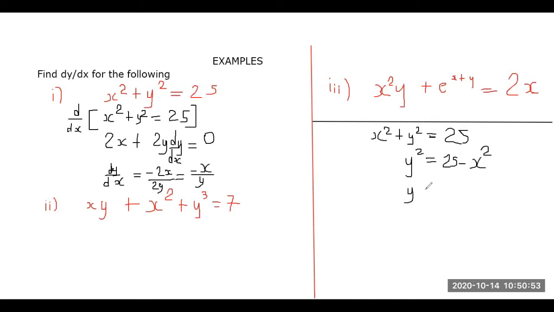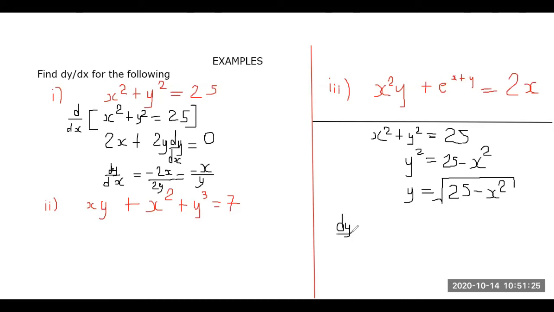So we're going to take the square root now and say y is equal to the square root of 25 minus x squared, right? Now we are able to differentiate this normally. We would be able to find dy by dx for this normally. So we could then find dy by dx for this by doing this now.